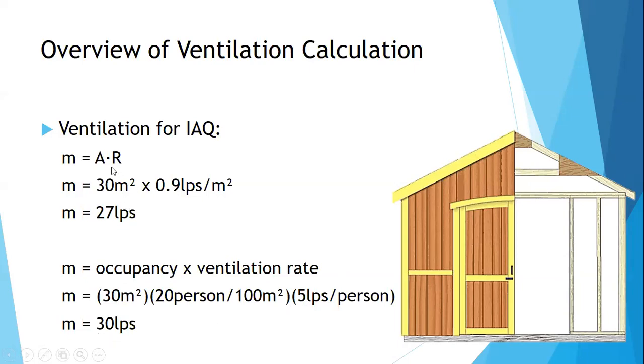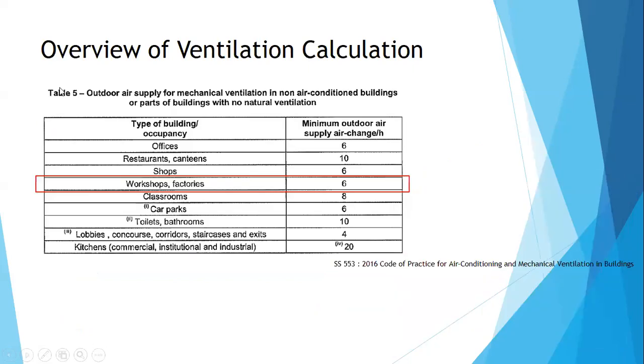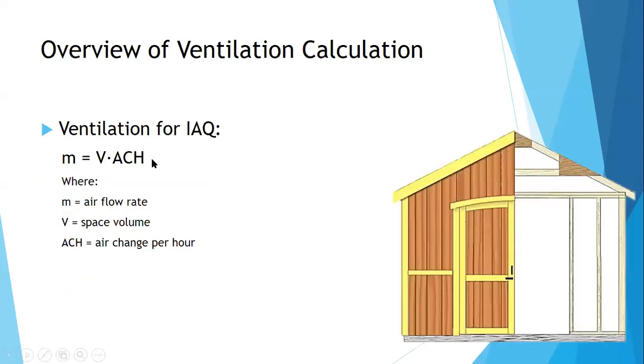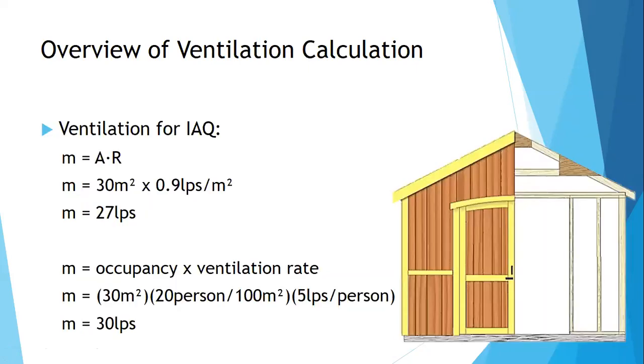You compare the two, based on our area requirements and our occupancy requirements. We choose which one is higher. So for this wood shop, we would need about 30 liters per second. Quite easy, no? Again, we use Table 6.1 from ASHRAE standard 62.1-2019. Based on the criteria given, we were able to calculate the amount of fresh air needed based on floor area and based on occupancy.